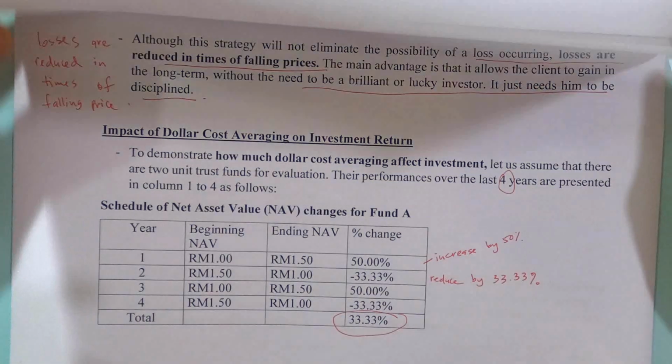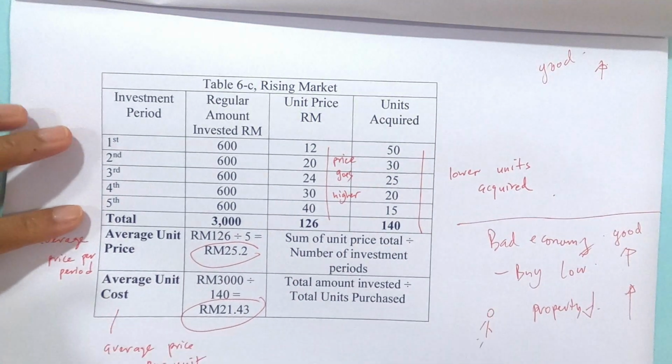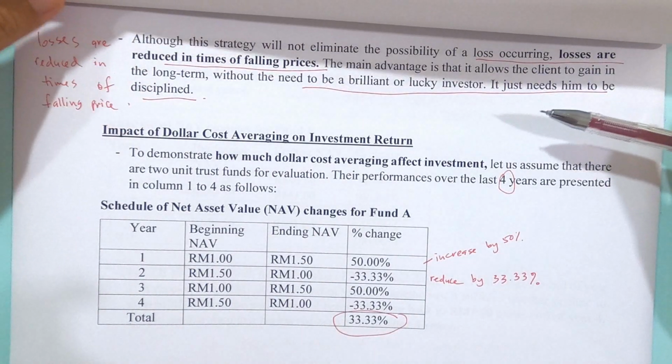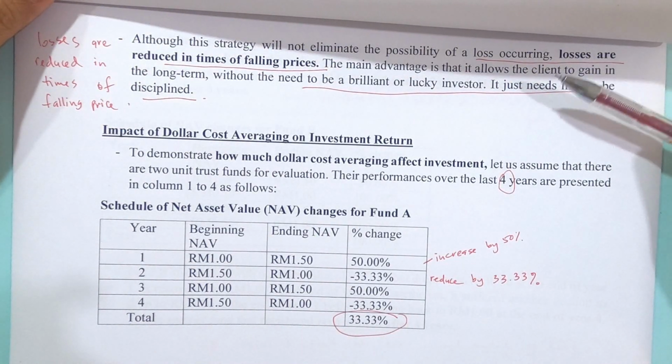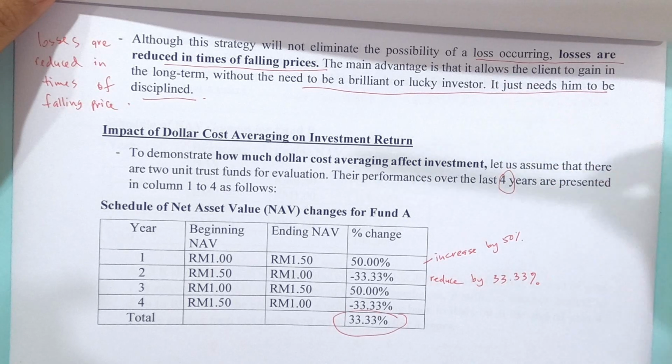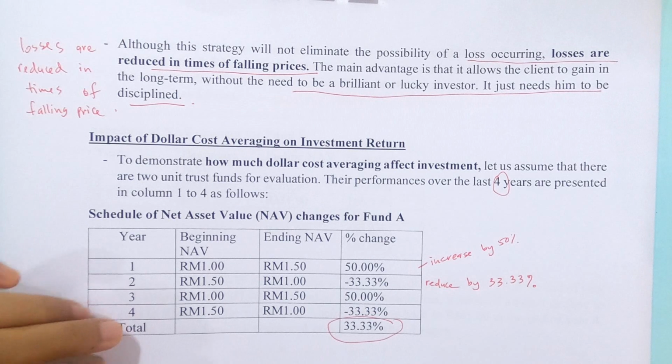Alright, so by using the strategy of constant dollar averaging, we can see that having good discipline will make you a lucky investor, where you can make a profit in the market if you are consistent in your investment.